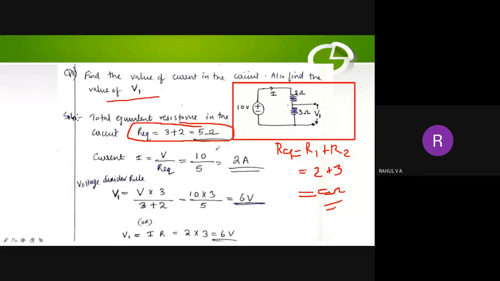And what about the current? Current is the total voltage divided by total resistance. Total resistance is nothing but the equivalent resistance of the series circuit. So 10 is the total voltage, 5 is the resistance. Total voltage divided by total resistance gives you the total current, that is 2 ampere.